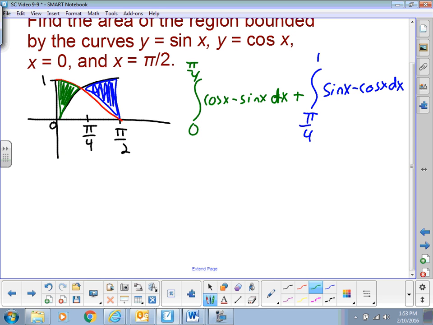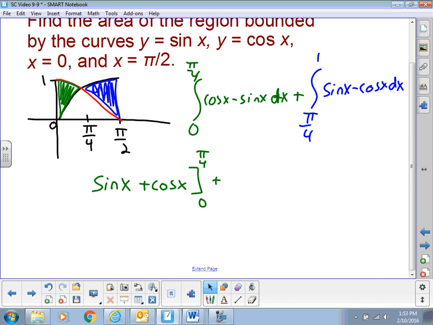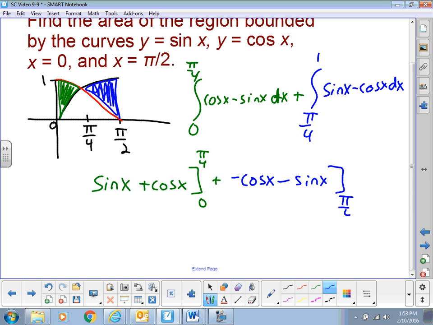So our antiderivative of cos is sine. The antiderivative of negative sine is positive cos. And that's going to be evaluated from 0 to pi over 4. Our antiderivative of sine is negative cos. Our antiderivative of negative cos is negative sine. And that's going to be evaluated from pi over 4 to pi over 2.